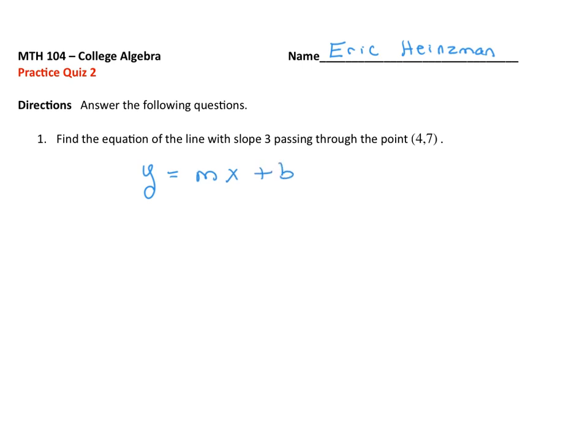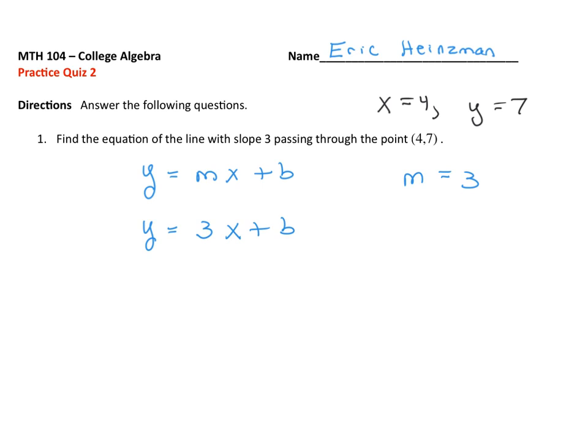For this problem, we have to know that the slope being equal to 3 means that m is equal to 3. So I can put this number directly in place of m. And so we get y = 3x + b. The only thing that we don't know is b, but now we can use the point (4, 7) to solve for it. When you say the point (4, 7), that means when x is 4, y is equal to 7.